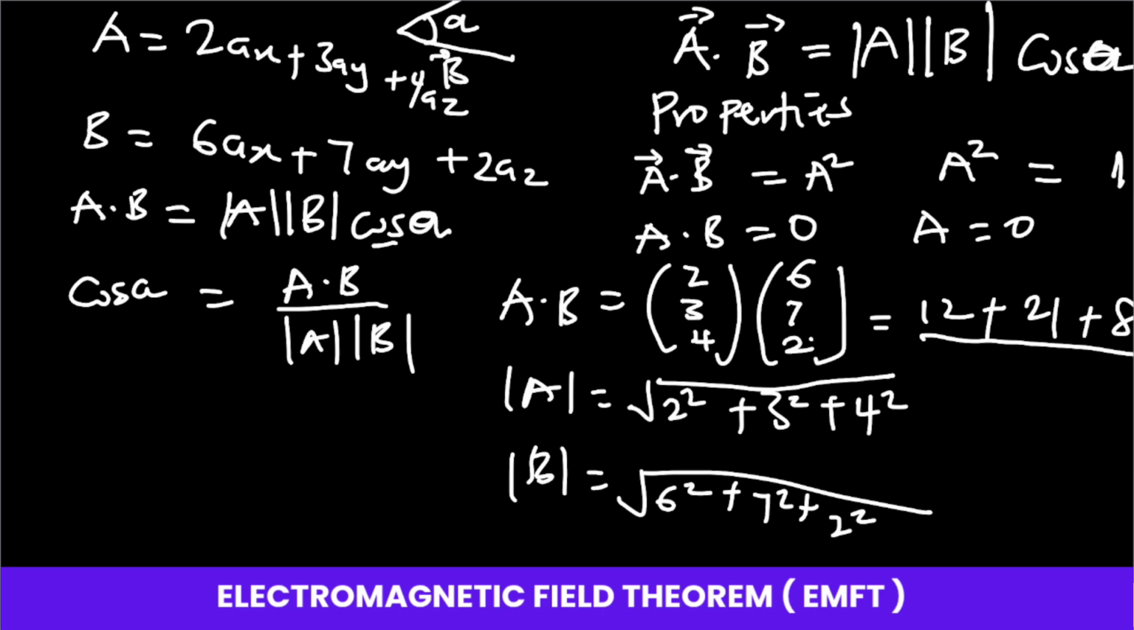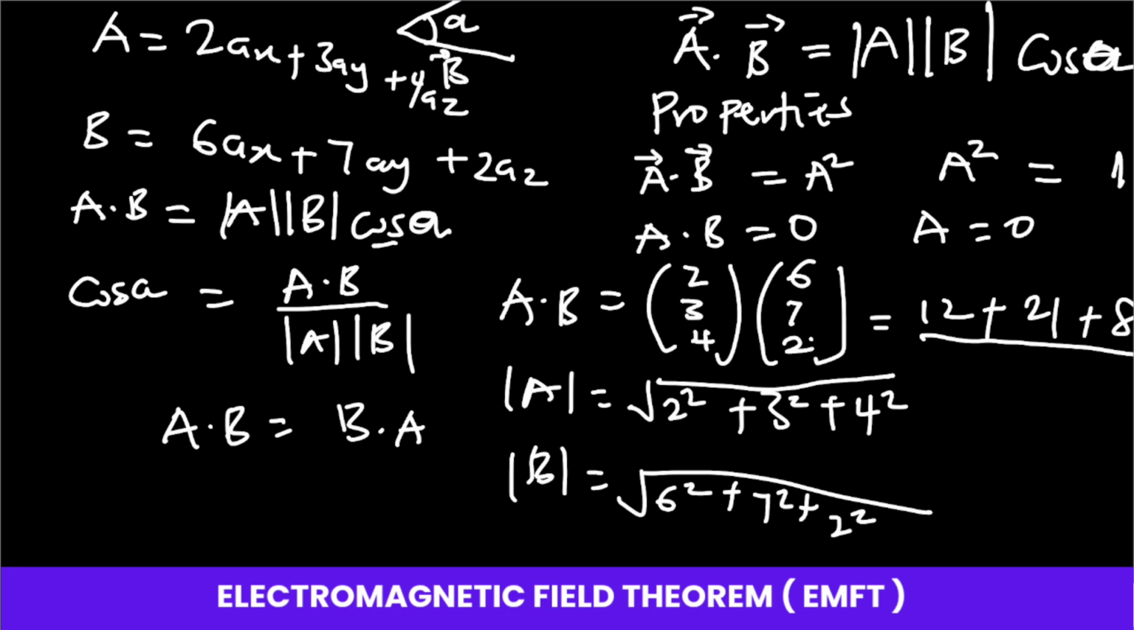Okay, so let me talk about the other properties of the dot product. One property is that A dot B is the same as B dot A. In other words, it is commutative. And we can also say that it is distributive over addition as well. So that is basically all.